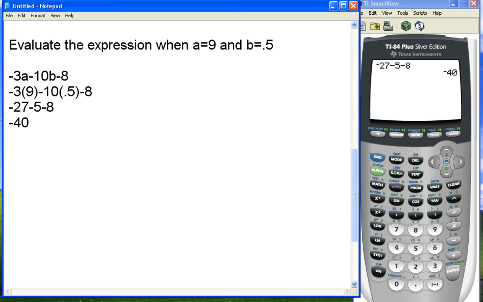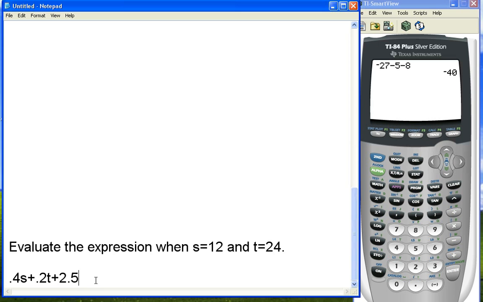Now some of you might be asking, why is this first one a negative and the rest of these are minus? Well, here's the rule. If there's nothing in front of it, it's a negative. If it's in between things, you put a minus. That's a rule that pretty much works out most of the time. And your answer is negative 40.